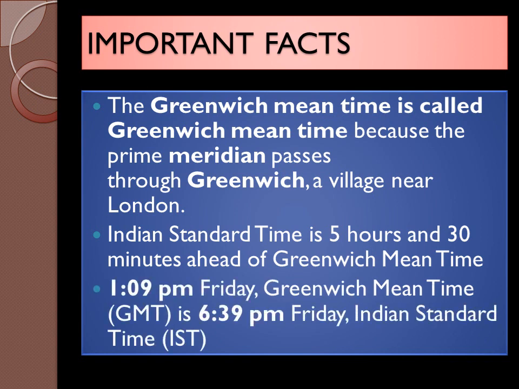That means if it is 9 p.m. on Friday according to GMT, Greenwich Mean Time, then in India according to IST, Indian Standard Time, it will be 6:30 p.m. Friday. So you can see there is a 5 hours 30 minutes difference in the time of GMT and IST. IST is 5 hours 30 minutes ahead of GMT.